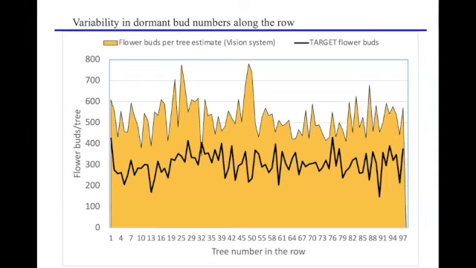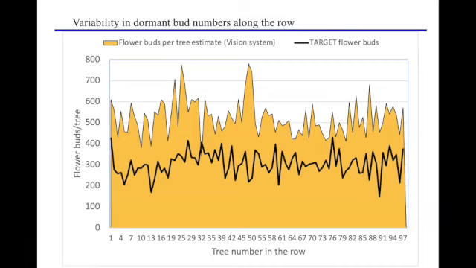So this is a row of trees here at Geneva, in which we scanned it to measure flower buds before pruning. And the yellow line shows the differences in the number of flower buds that we counted on each tree with a correction factor. Some trees had a huge number of buds, in this case, close to 800. Others had much lower numbers, closer to 400. The black line is the target that we calculated for each tree based on trunk cross-sectional area.